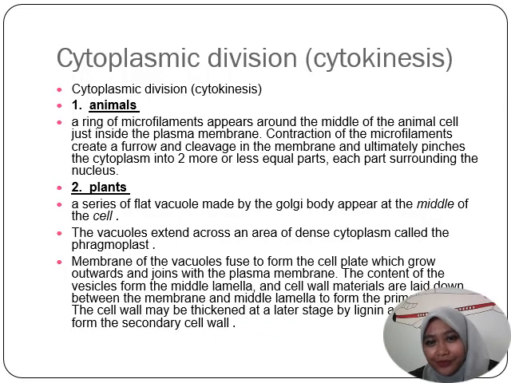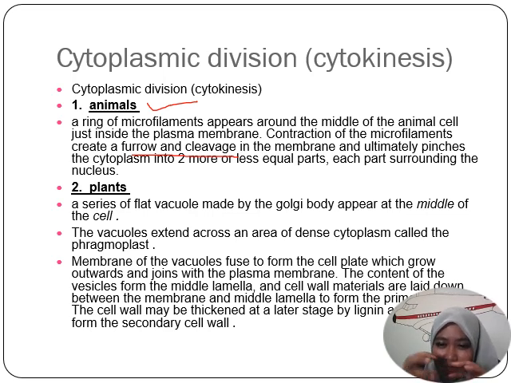Cytoplasmic division, also known as cytokinesis, is where one cell becomes two. It's really different in animals. Animal cells have a contraction of microfilaments that forms a furrow or cleavage, and then they ultimately pinch one cell into two parts.